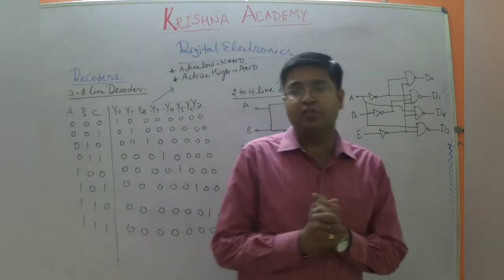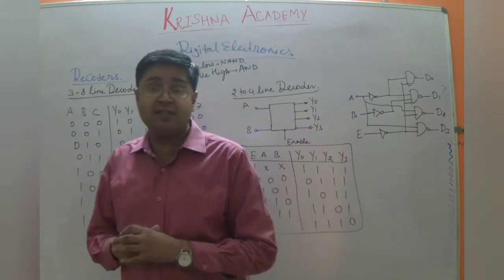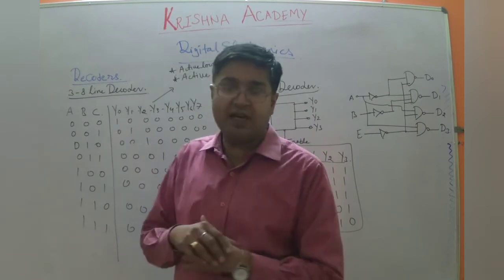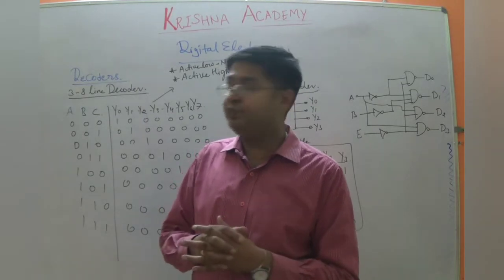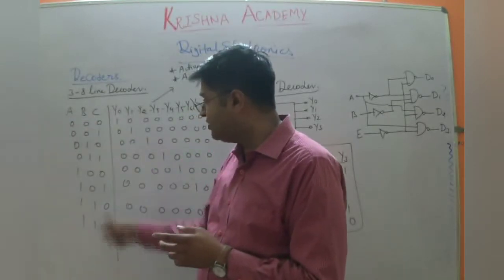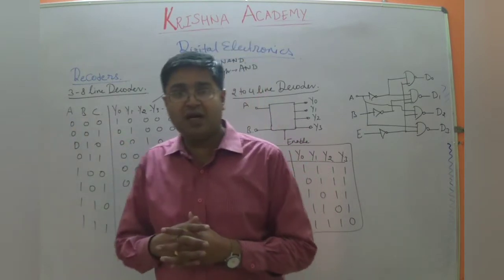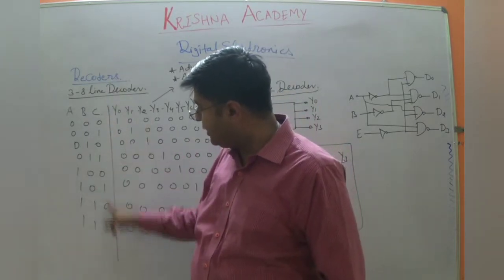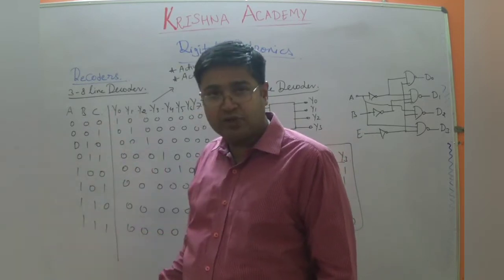Now, 3 to 8 line decoders are quite frequently used, and there is one more decoder that is used, that is BCD to 7 segment display. So these are the very basic and very important decoders which need to be understood and studied thoroughly. Now the number of inputs available to us is 3 in a 3 to 8 line decoder. A, B, C are the inputs available to us, so there are technically 8 input combinations out there, right?